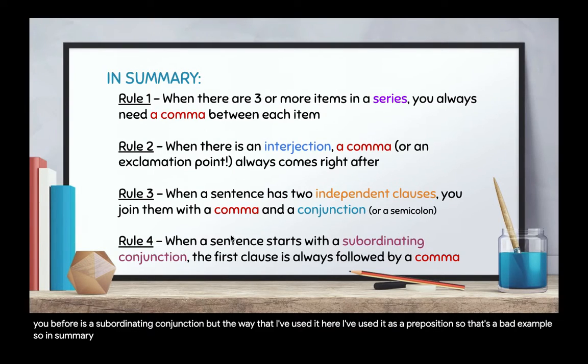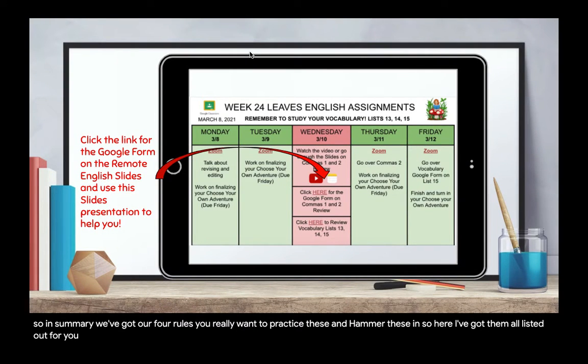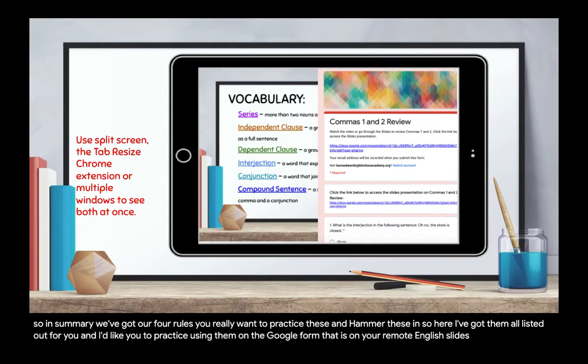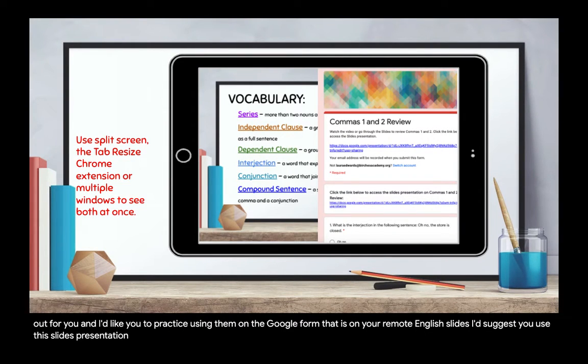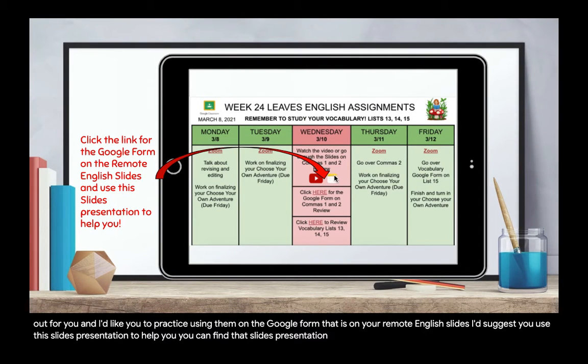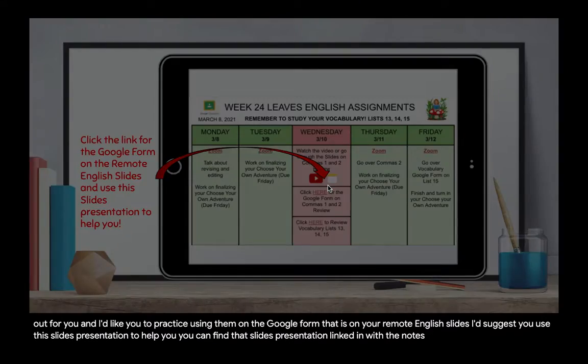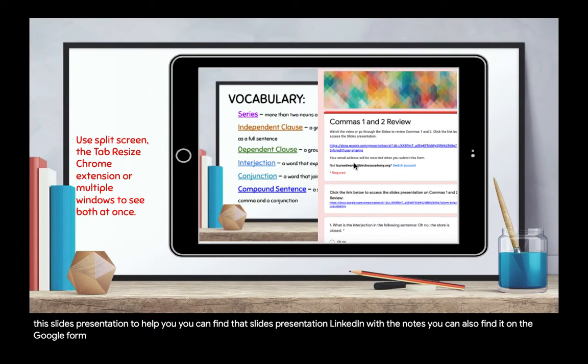So, in summary, we've got our 4 rules. We really want to practice these and hammer these in. So, here I've got them all listed out for you. And I'd like you to practice using them on the Google form that is on your remote English slides. I'd suggest you use this slides presentation to help you. You can find that slides presentation linked in with the notes. You can also find it on the Google form, the very first link on the Google form.